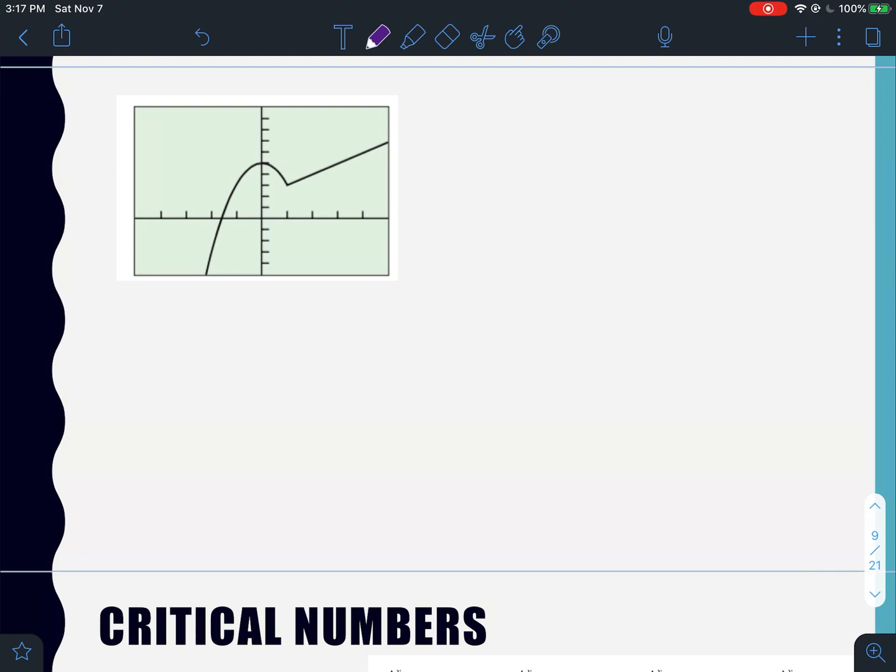So on this picture, go ahead and tell me what the global max and min is and what any local or relative max and mins are. So tell me the global max or the absolute max, the global min or the absolute min. Tell me the local max or the relative max and the relative min or the local min.